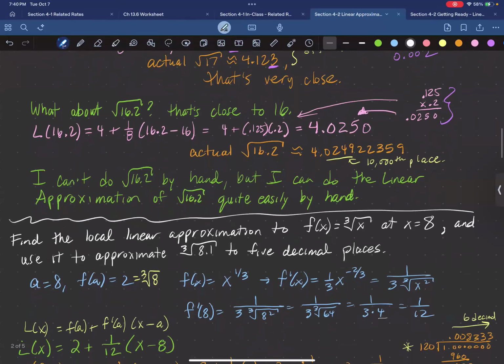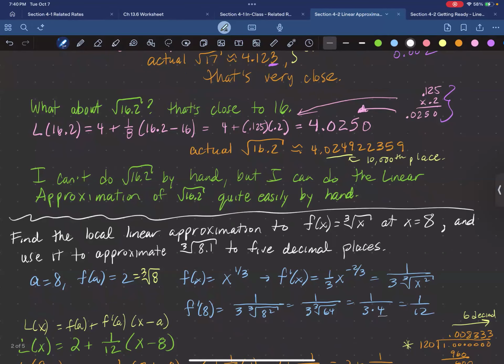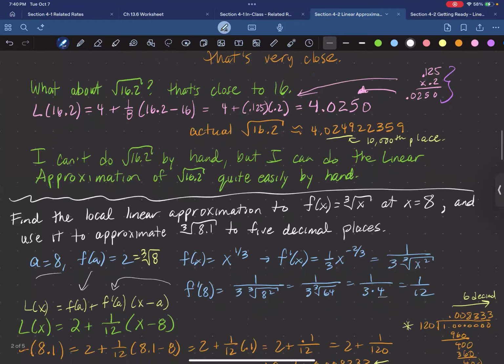So I went and plugged in what we have. We have f of a being 2, f prime of a being 1/12, and a was 8 from over there. So 2 plus 1/12 times x minus 8. Plugging in 8.1, I got 2 plus 1/12. Just to show you, you can do this by hand.